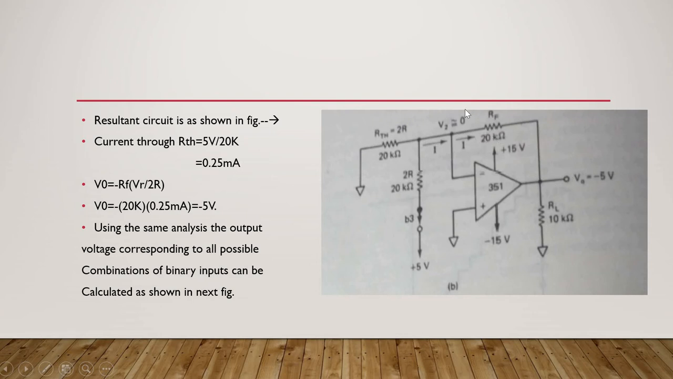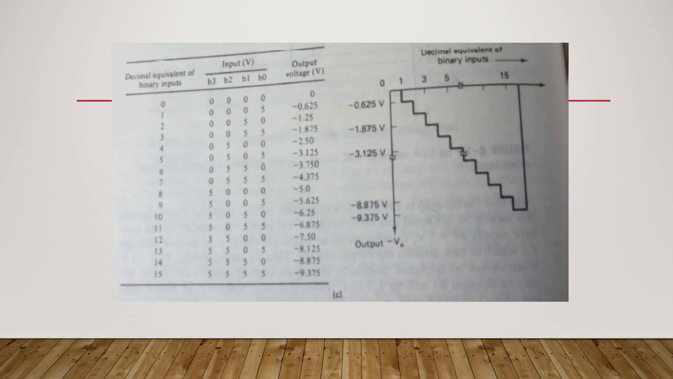The output voltage is nothing but the voltage across the feedback resistor. So V0 is equal to 20K into 0.25 milli, which is minus 5 volt. So for the input given as 1000, that is 8, you have got the output as minus 5 volt. Using the same analysis, the output voltage corresponding to all possible combinations of binary inputs can be calculated, as shown in the next figure. This is for the various 16 combinations. Whichever switches are on, you get the reference voltage over that switch, and this is the output voltage calculated using the formula, and this is the output waveform.